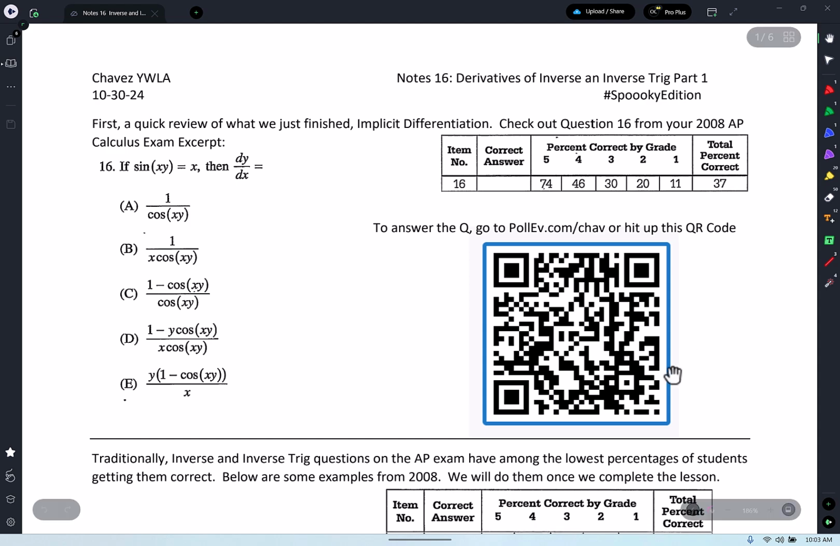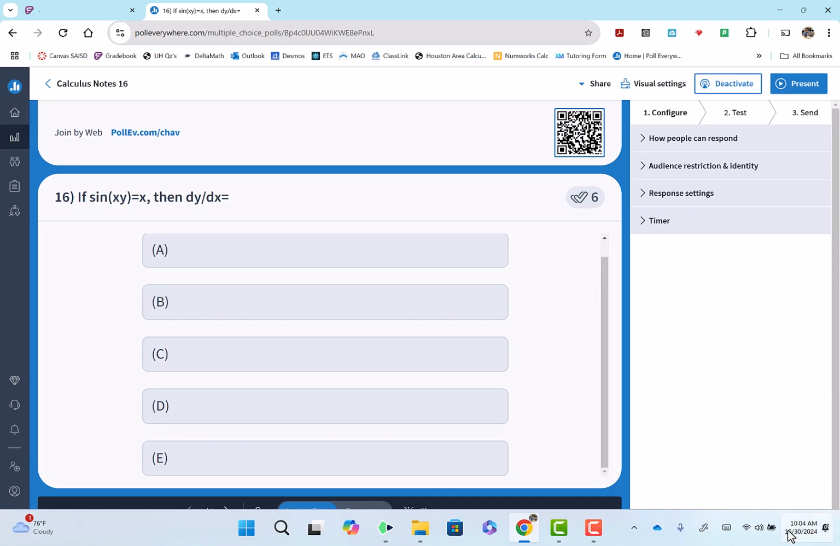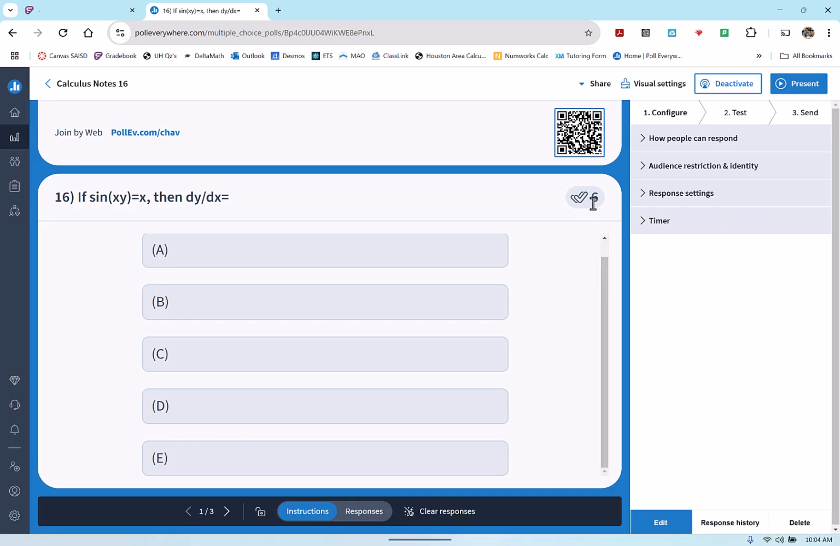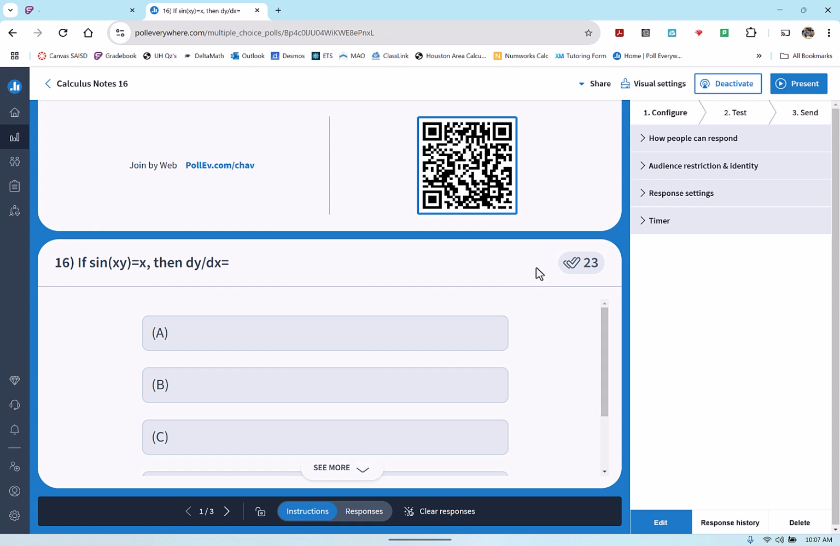Make sure you answer the question, guys. Make an honest attempt. All right, guys, about one more minute. Only 6 of you have answered. Go to the URL and put pollev.com/chop. Got it? All right, guys, I'm going to pick it up. All right, it looks like everyone participated. Let's see what you guys responded.